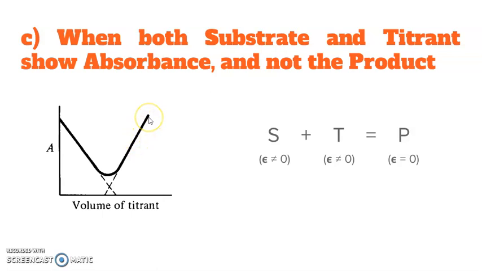So this latter part of the curve results. There is no clear-cut demarcation of the endpoint here, so we extrapolate these lines so as to intersect at one point, and drop a line to the x-axis to get the endpoint. Okay, this is the case when the substrate and the titrant have absorbance.